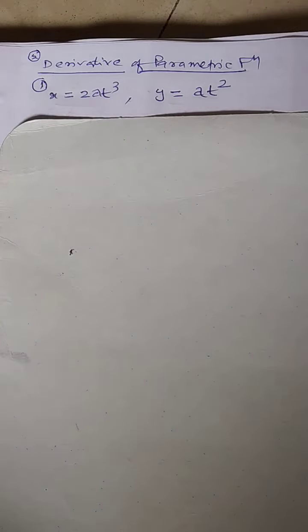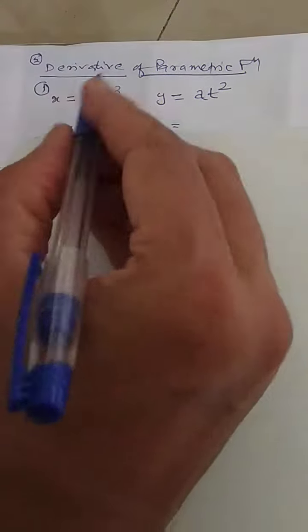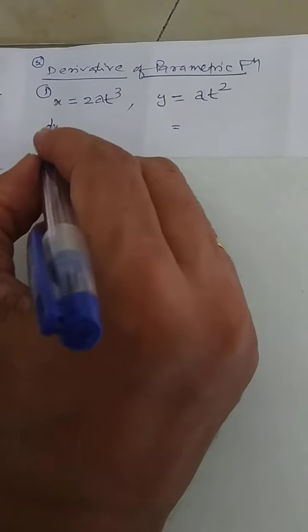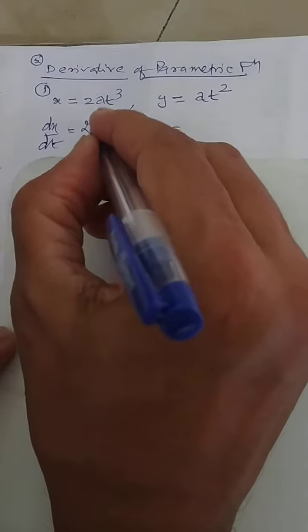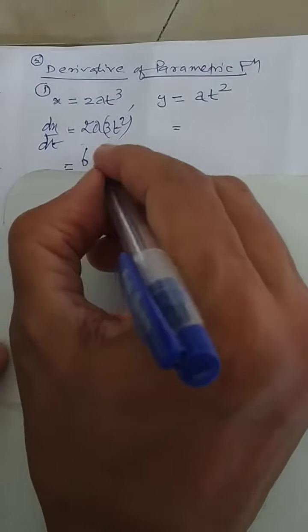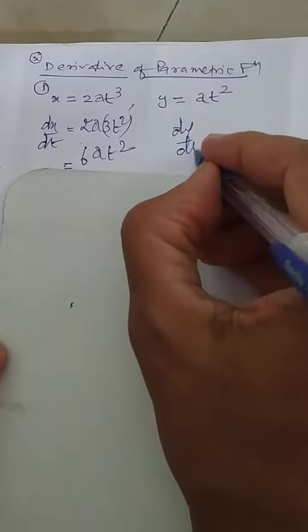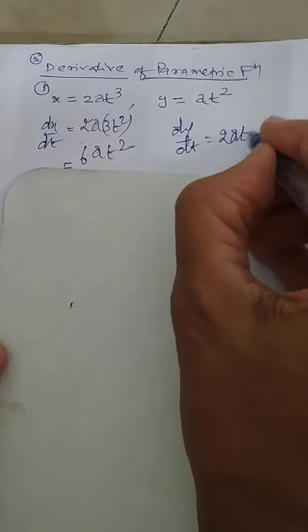So it is very easy to identify. Look here. There will be two expressions given. One is x in terms of t, and y is also in terms of t. In such a case, try to differentiate with respect to that. So here dx by dt will be 2a as it is, and 3t square. If you simplify, you will get 6at square. Similarly here, dy by dt will be equal to 2at.